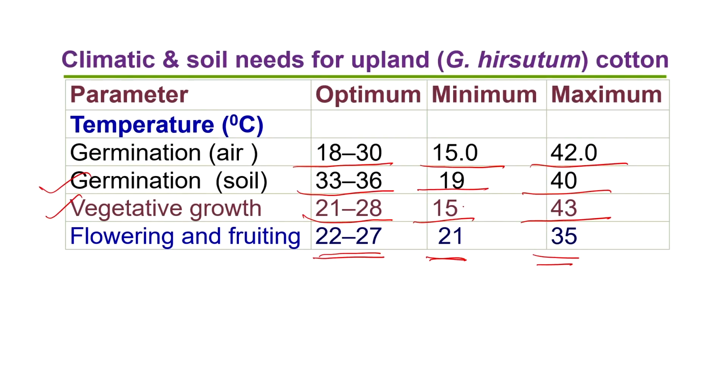So, you can see that lower limits are quite high, for example, for vegetative growth lower limit is 15 degrees centigrade, and similarly for germination air temperature has to be 15 degrees centigrade and soil temperature has to be 19 degrees centigrade. So, this point is very, very important. That is why it is not fit for temperate areas.